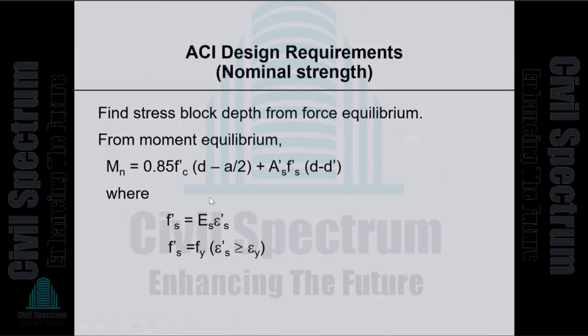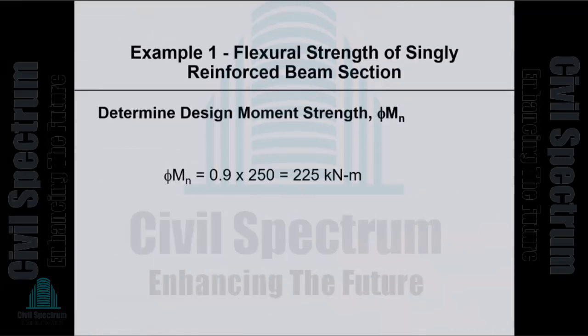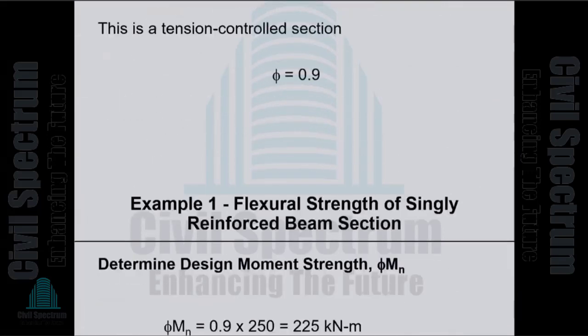So the nominal moment strength from moment equilibrium now is: 0.85 F sub C prime is the uniform compression across the stress block times the lever arm between the compression and the tension force, D minus A by 2, and the compressive steel force is A sub S prime, F sub S prime, and the lever arm between this and that is this distance, which should be marked. This distance is D prime. I think it was probably in the previous picture. Anyway, take it from me.